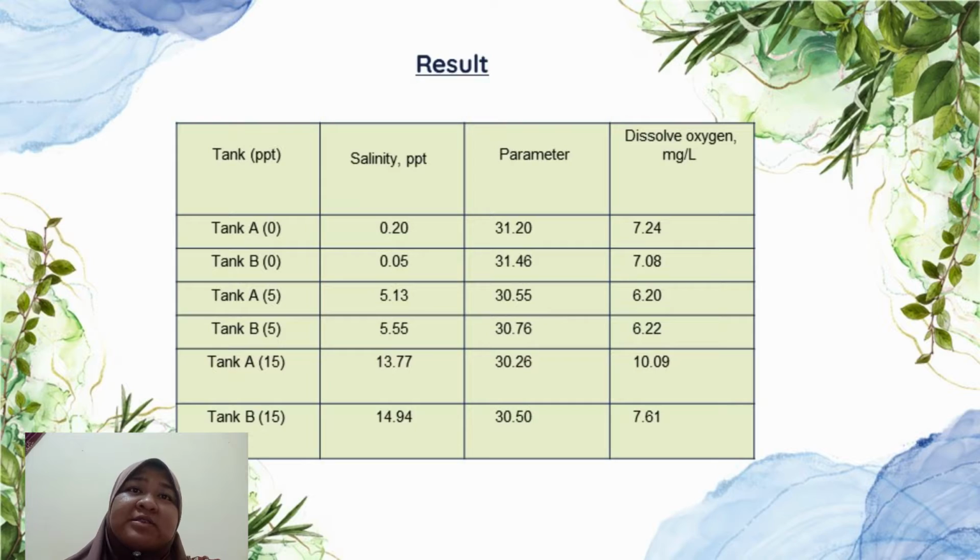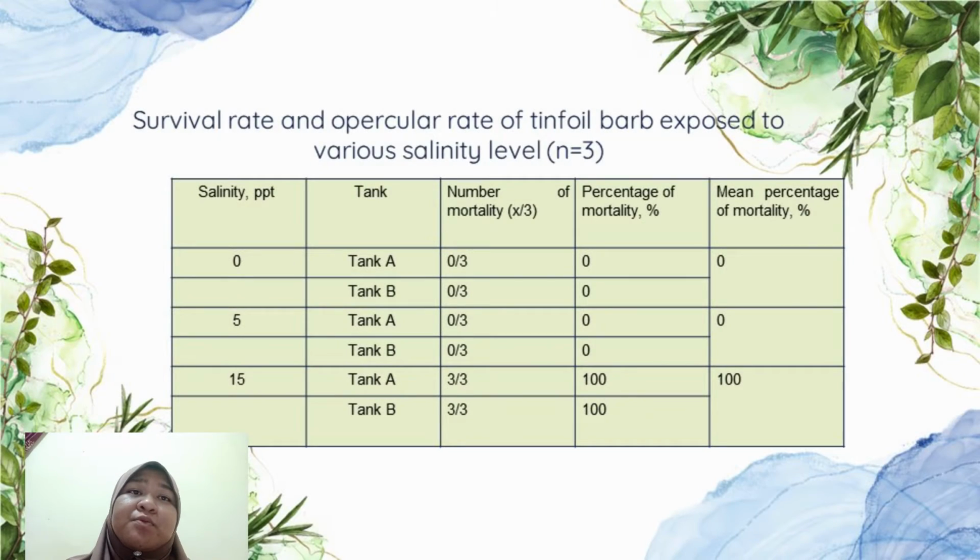Next, this is the table of the survival rate and opercular rate of tinfoil barb exposed to various salinity levels, where N is equal to 3. As we can see, the mean percentage of mortality for 0 and 5 ppt is 0%, while for 15 ppt it is 100%.